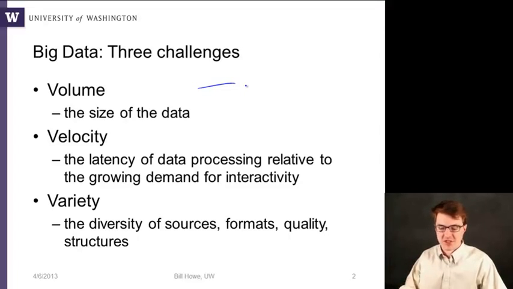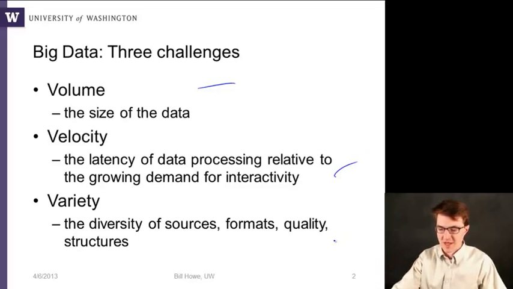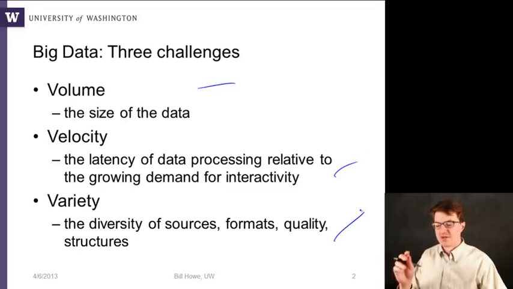The velocity is, what I'll say here is the latency of data processing relative to the demand for interactivity, and that's maybe a mouthful, but what I mean by that is, how fast is it coming based on how fast it needs to be consumed. And so there's a lot of applications for which interactive response times is increasingly important, if not directly important. Okay, and so when this becomes the bottleneck, when this becomes the challenge, then this velocity term starts to become pretty relevant.